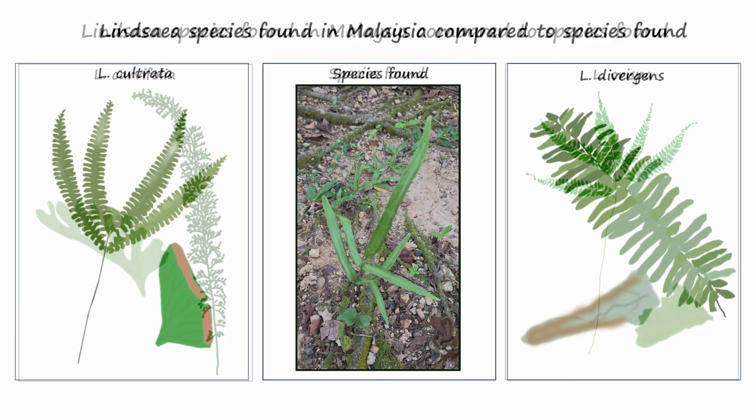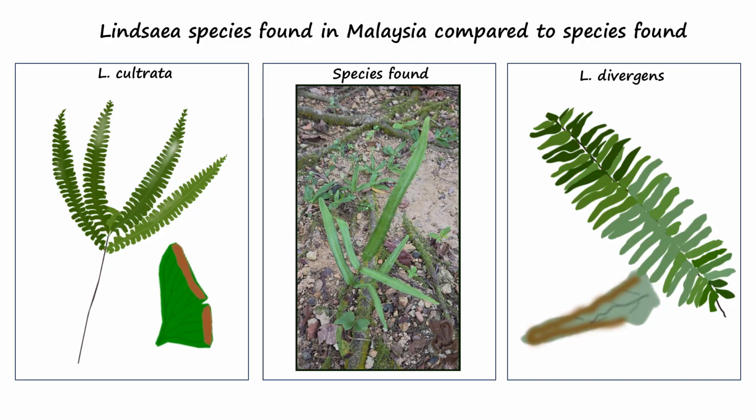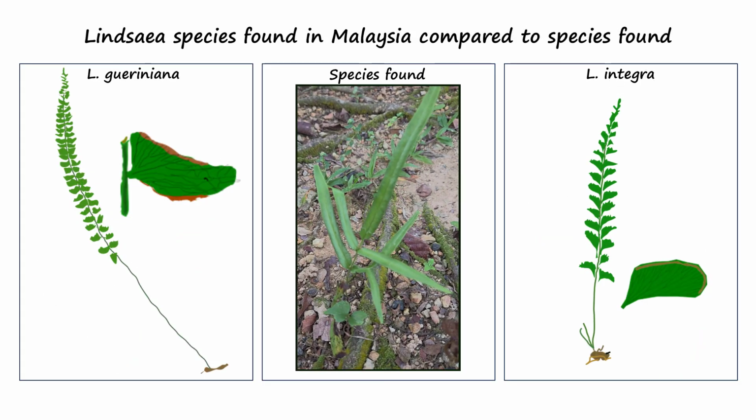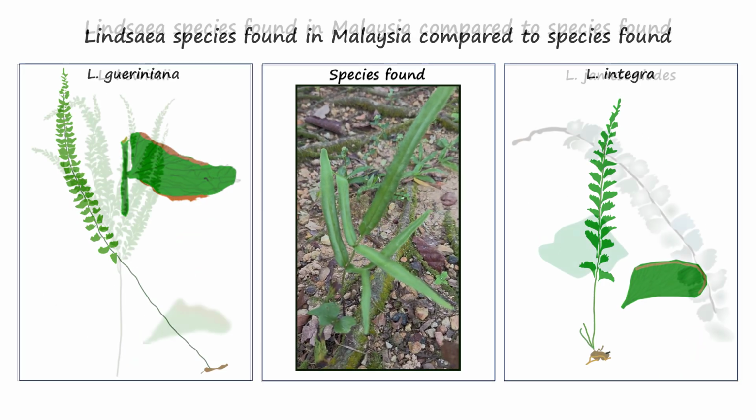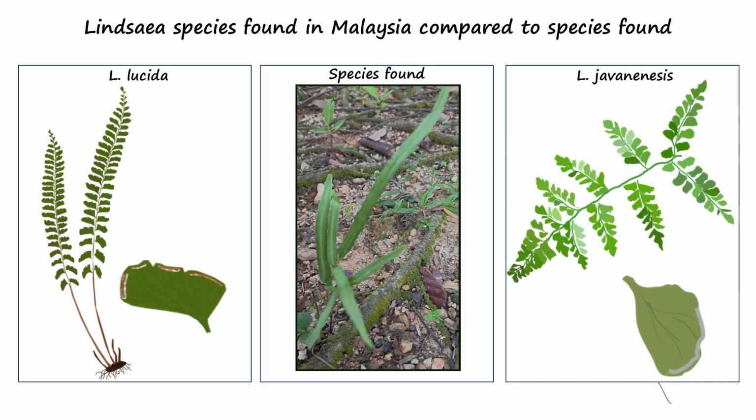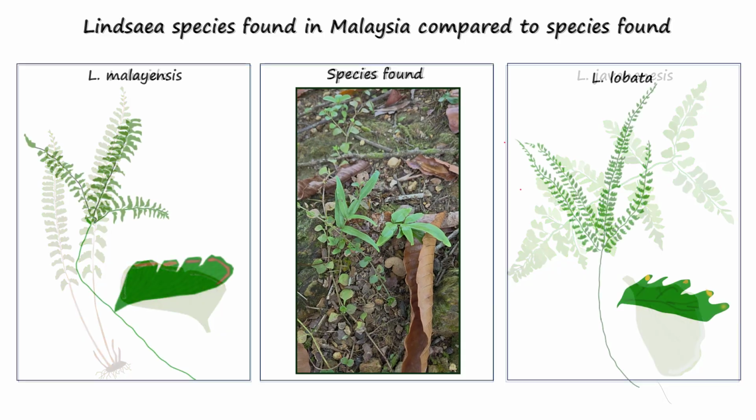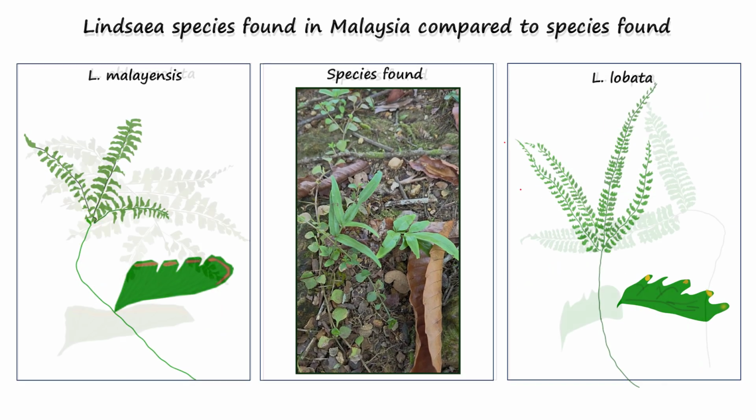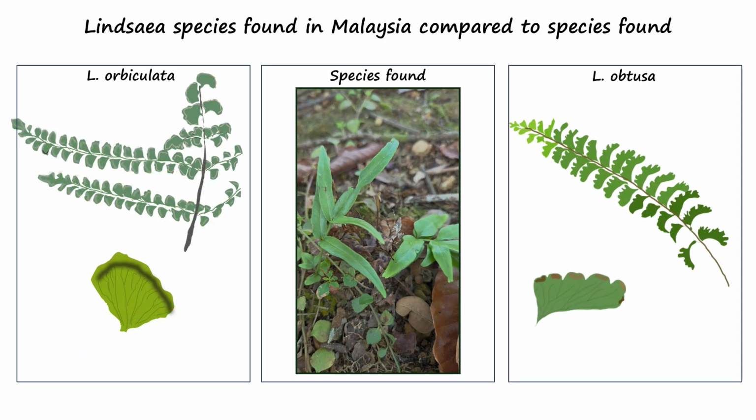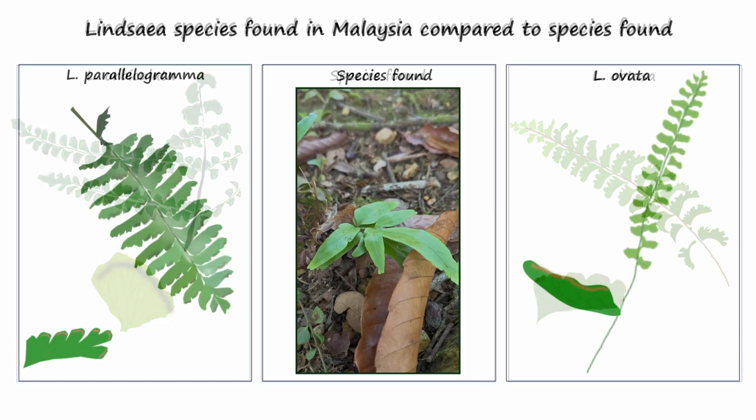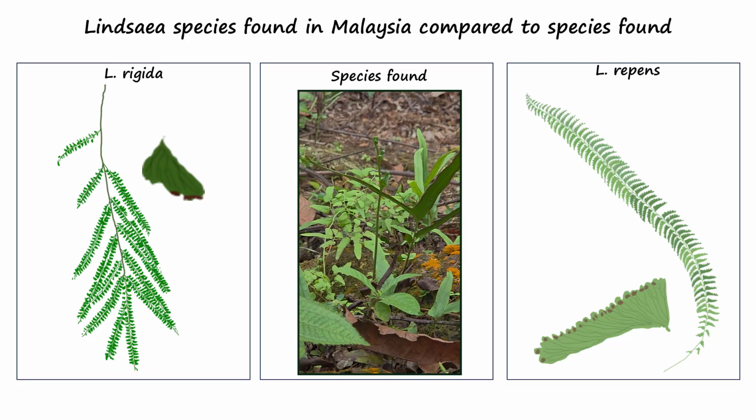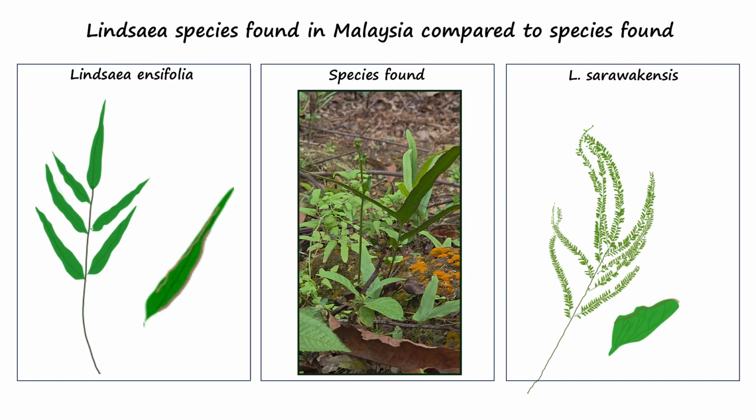Lindsaea crispa, Lindsaea caltrata, Lindsaea divergens, Lindsaea dorifora, Lindsaea gomphophylla, Lindsaea guriniana, Lindsaea integra, Lindsaea hewittii, Lindsaea jamesonoides, Lindsaea javanensis, Lindsaea lucida, Lindsaea lobata, Lindsaea meliensis, Lindsaea napier, Lindsaea oblanceolata, Lindsaea obtusa, Lindsaea obliculata, Lindsaea ovata, Lindsaea parallelogramma, Lindsaea rapens, Lindsaea richida, and Lindsaea sarawakensis.